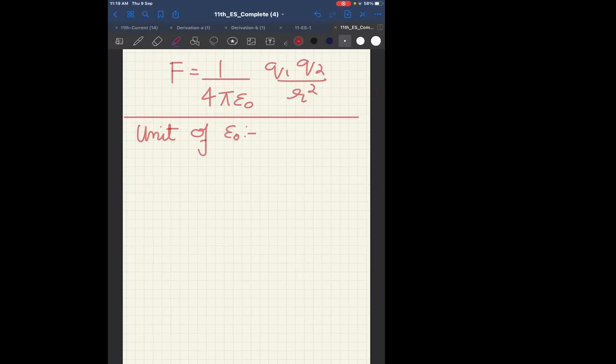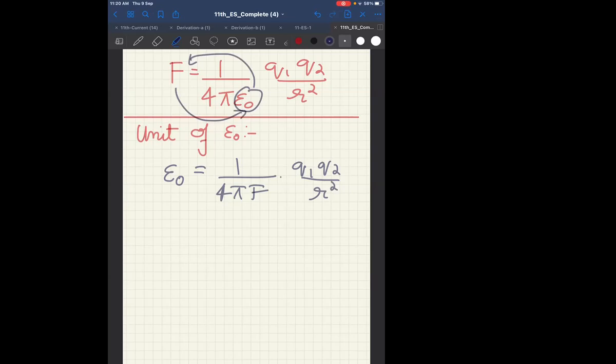Okay, I will show it to you, everyone. Just let me know if you have understood this. Now, from the above formula, can I write epsilon naught is equal to 1 by 4 pi F into Q1 into Q2 upon R square? What did I do? I put epsilon naught over here and F over here because I need the unit of epsilon naught.